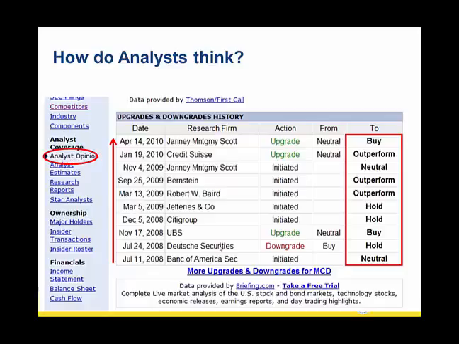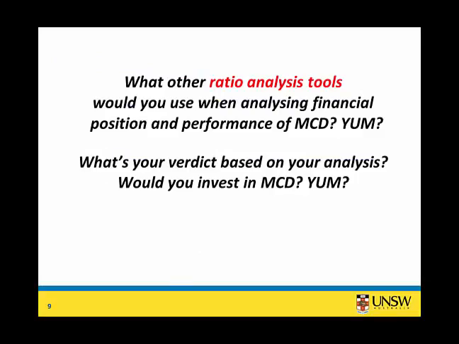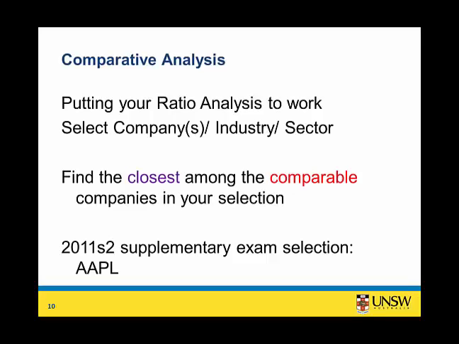So we've got some information about McDonald's, and we might be interested, should we invest in McDonald's? And we can compare it with the Yum brands. So let's have a look, and maybe we want to find a peer comparison company, because in this investment decision, we're trading off between one company and another company, which is a better investment. So in the 2011 semester 2 supplementary exam, we looked at Apple Corporation, whose ticker code is AAPL.